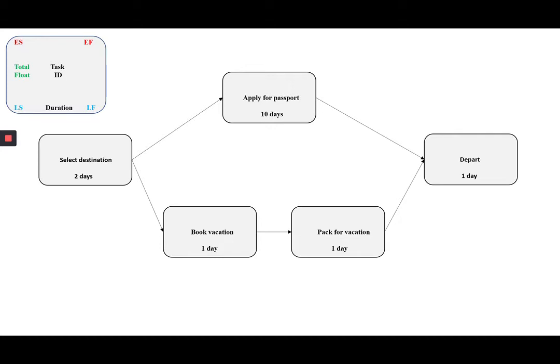Now in the upper left corner, you'll see the convention for indicating the various dates on the network diagram. So you can see that early start and early finish are in the upper left corner and upper right corner. The late start and late finish are in the bottom left and bottom right, and the total float is in the middle. The task ID, the name of the task, and the duration are as follows.